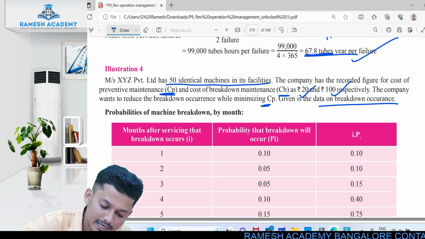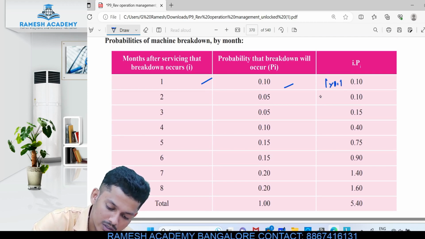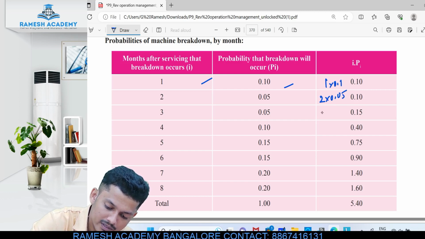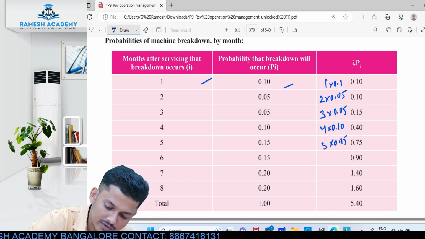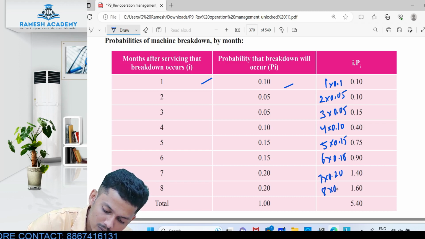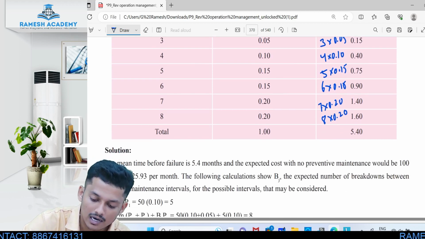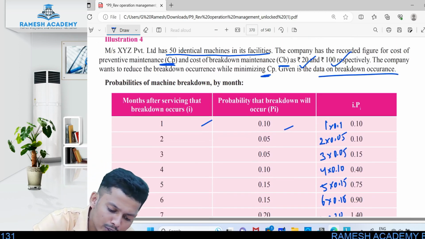So given the data on breakdown, it is given. Now this has been given, and I into P is equal to this into this. Suppose 1 into 0.1, 2 into 0.05, 3 into 0.05, 4 into 0.10, 5 into 0.15, 6 into 0.15, 7 into 0.20, 8 into 0.20. This is the technique. Now see, at last you got how much? 5.40.